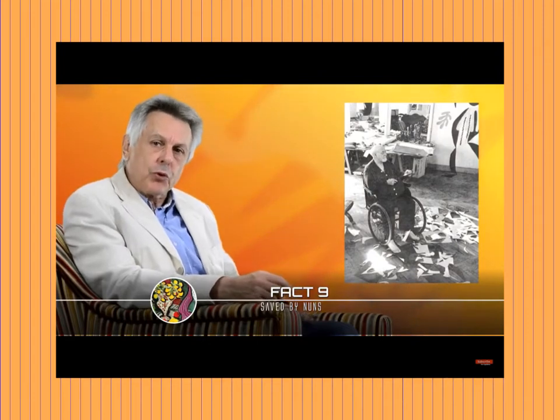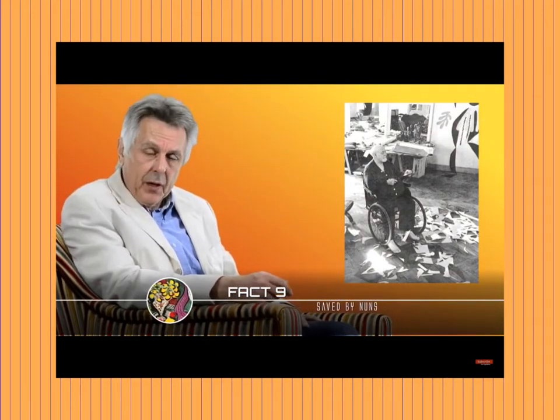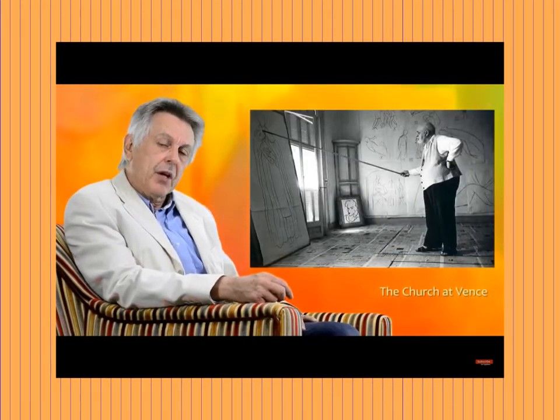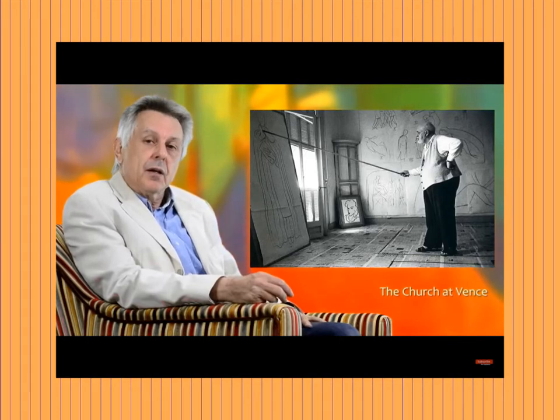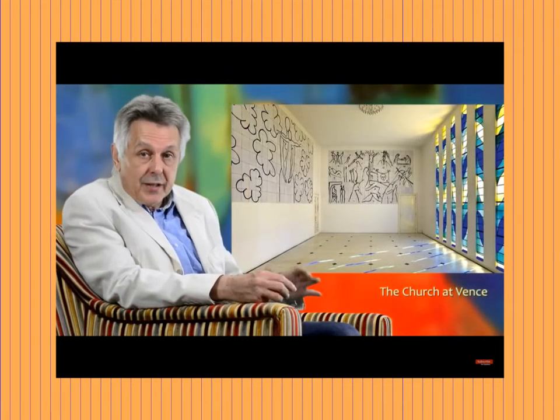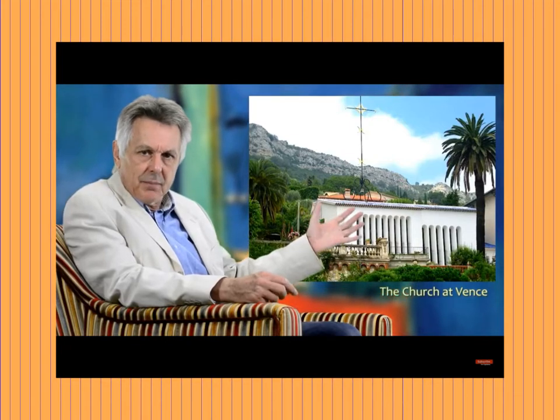Fact number 9. During the Second World War, Matisse gets cancer. He's operated on in 1941 and the operation is successful, but it leaves him as an invalid in a wheelchair. He's nursed back to health by a group of nuns, but this takes nearly 2 years. To repay the nuns, Matisse decides to design and pay for the rebuilding of their new church at Vence in the south of France. He produces a very Matisse-like church, as you can see here. It's a beautiful place to visit.